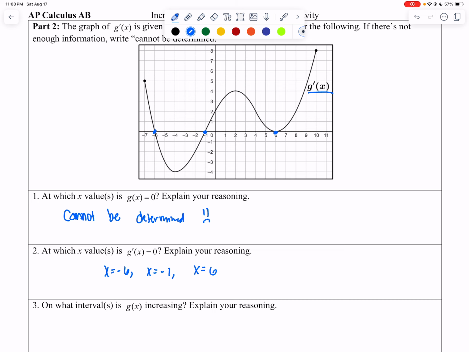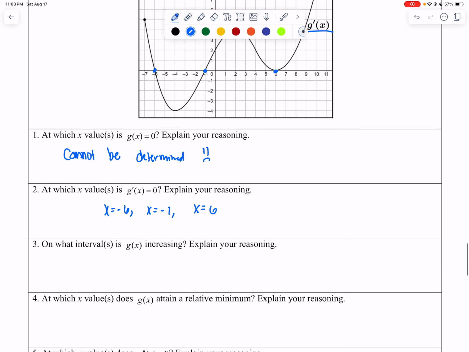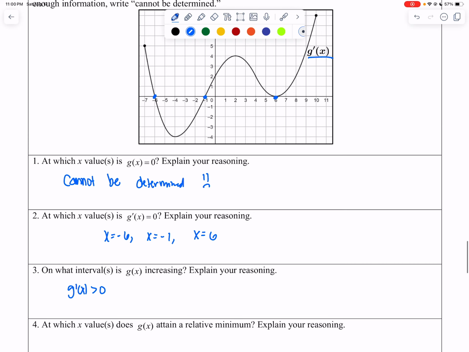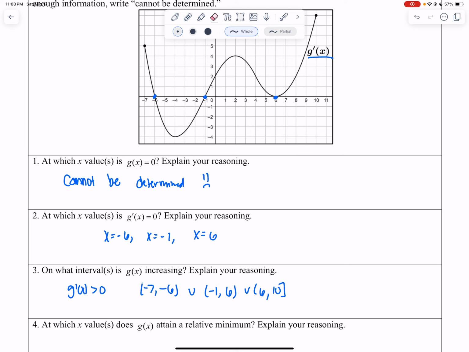When is g of x increasing? Well, remember that g of x is increasing whenever g prime of x is greater than 0. So when is g prime of x greater than 0? We could say -7 to -6, -1 to 6, and then 6 to 10. Honestly, you can put closed intervals at the endpoints -7 and 10 because technically they are increasing.